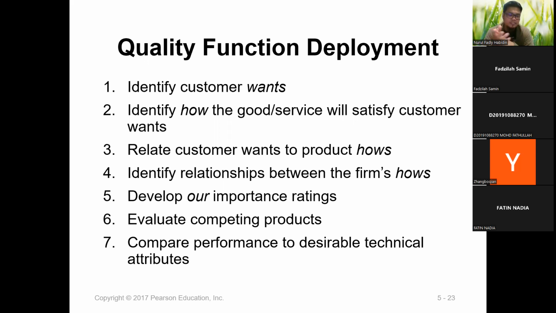Okay, so they have 7 functional benefits of the QFD. Identify customer wants, identify how the good service will satisfy the customer wants, relate customer wants to the product how. That's a matter. So in order to know the alignment between the customer needs, we ask about the how. Okay, identify the relationship between the firm's hows. Develop importance ratings, so identify which one is the highest, which one is critical. Evaluate competing products, compare. This is really important. We analyze or compare performance to desirable technical attributes.